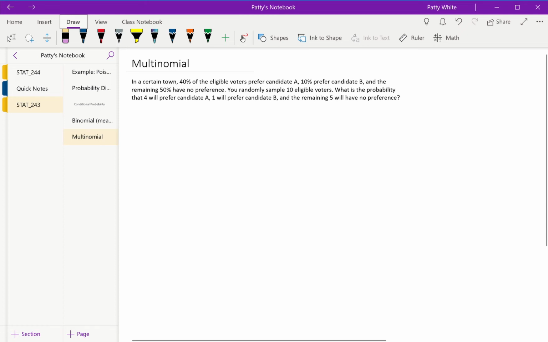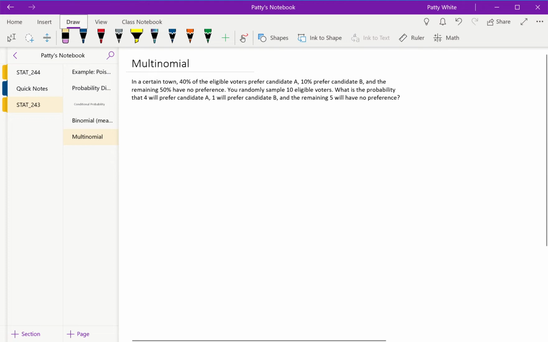The next example we're going to look at is for the multinomial distribution. The multinomial distribution has multiple different outcomes, hence the name multinomial. So I'm going to go ahead and try to do my best by grouping the information by color.